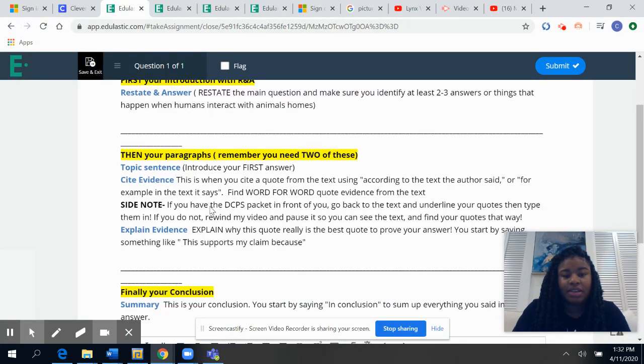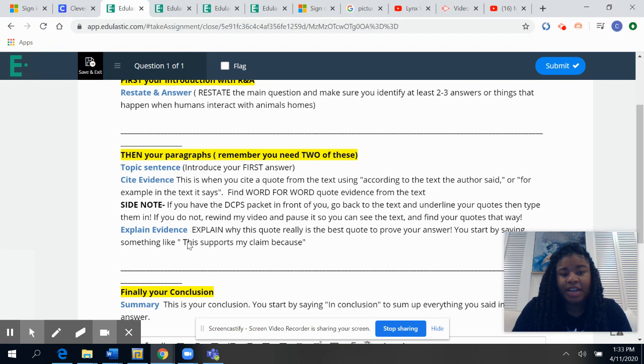Okay. And I have a side note here. If you have the DCPS packet in front of you, go back to the text and just underline it, right? Underline the quotes that you find in here. That makes it easier because then when you're ready to actually start typing, all you have to do is look over, type in your quote, look over, type in your quote. If you don't have the packet in front of you, I put the link underneath the first video to see the text, but also in that first video, I'm actually going through the story so you can go back and find a quote. That takes a little bit longer, but it still gets the job done.